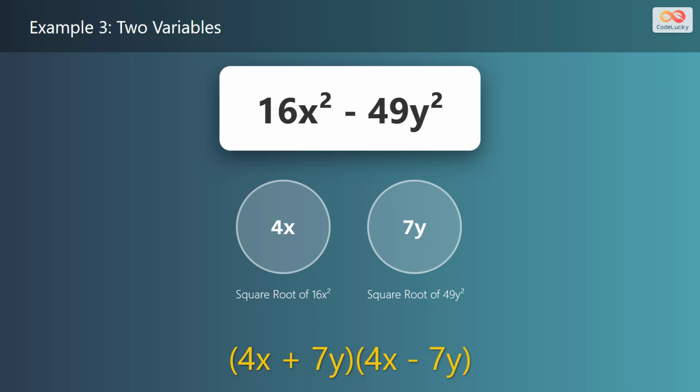This works for multiple variables too. 16x squared minus 49y squared. Don't panic. Just take the square roots. The square root of 16x squared is 4x, the square root of 49y squared is 7y, so our factors are 4x plus 7y and 4x minus 7y.